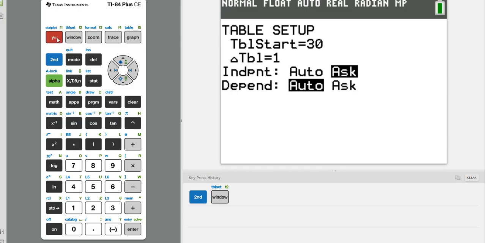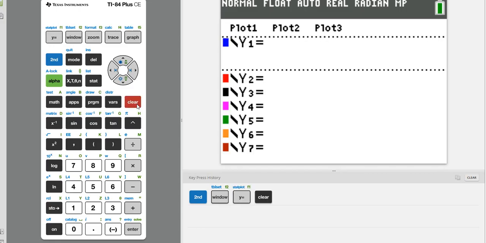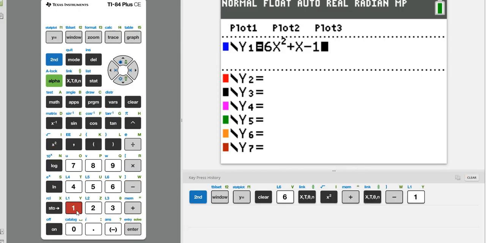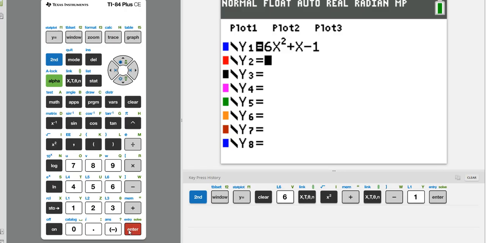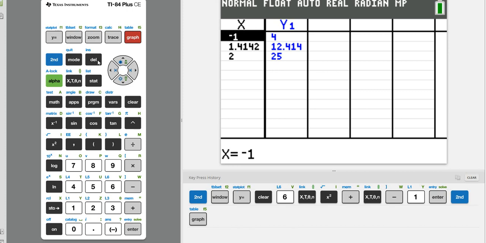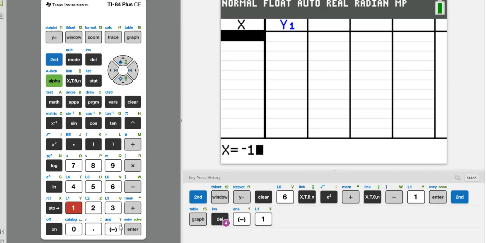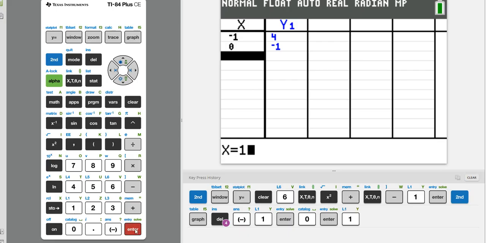These other things don't make a difference to us right now. Before I do my table, I actually need to put in my function. So let me clear out this one and type in 6x squared plus x minus 1. Okay, so there's my function. Great. Now I want to test my points. Everyone's got the function in. Let's go to the table. You can see table above the graph key. So if it's above there, then you need the blue key, the second key, to get to the table. If there's some values there already, just delete them. And now let's type in the values that Antonio gave us, negative 1, 0, and 1. Those are our test points.